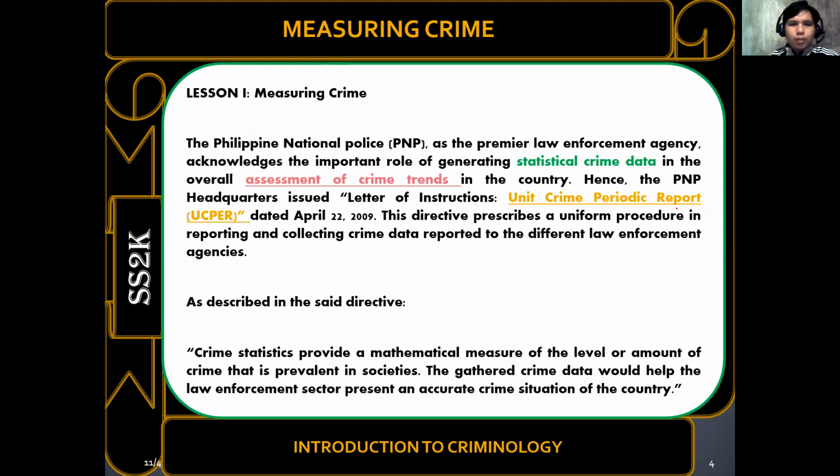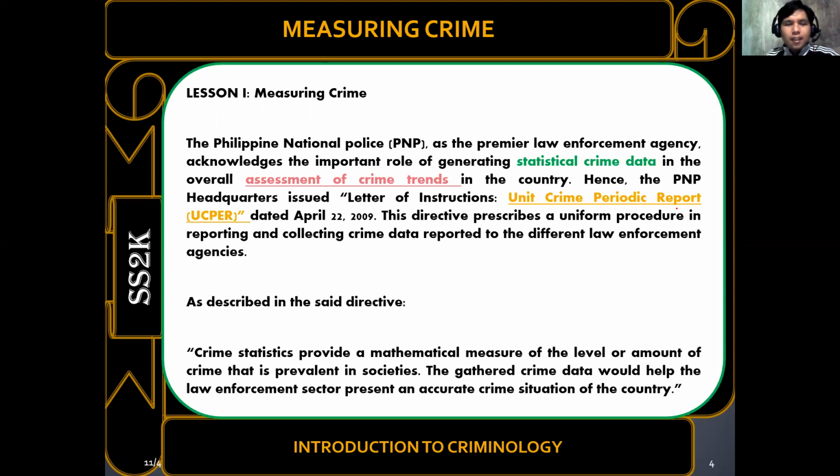Okay? So, the Philippine National Police as a premier law enforcement agency or the primary law enforcement agency acknowledges the importance of role of generating statistical crime data in overall assessment of the crime trends in the country. So, ina-acknowledge ng ating kapulisan na importante po yung pag-generate or pagkuha ng pong statistics, ng pong data or yung pong datos, ng pong iba't ibang krimen dito sa ating bansa para ma-assess ano nga ba yung crime na prevalent sa ating bansa. Para sa ganun, alam po yung kanilang priority na i-address.